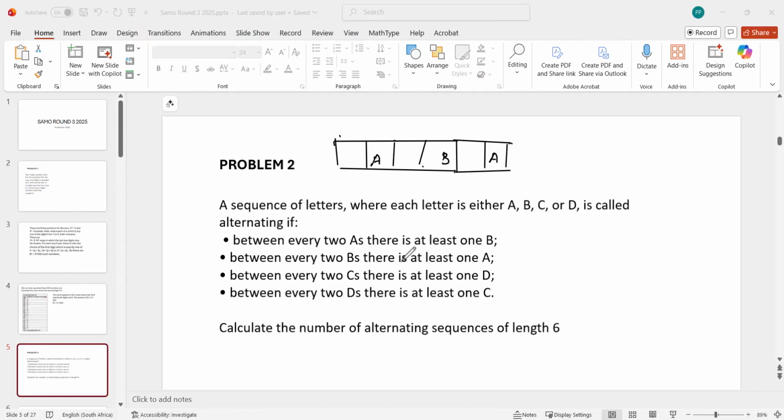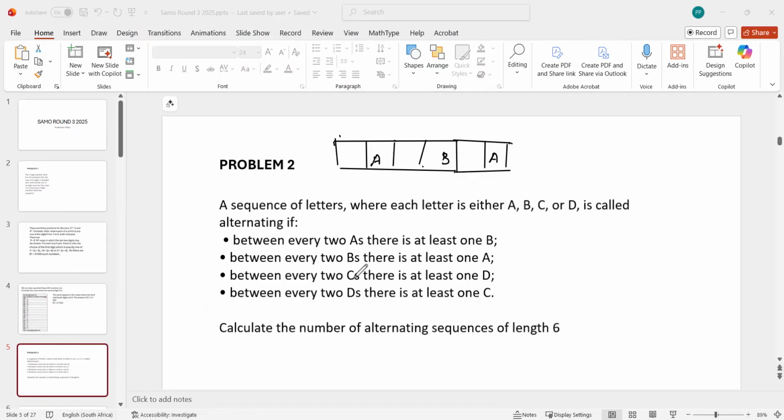And then between any two B's, there is at least one A. So I could have put a B here, but I can't put a B here because there must be at least one A. Can't put a B here. So this is the only place where I can put a B here in this case.